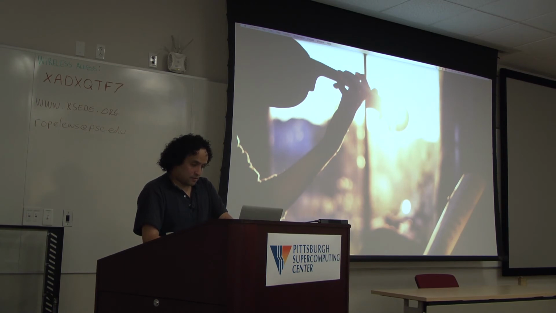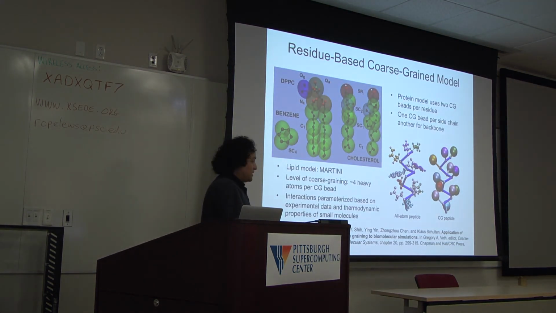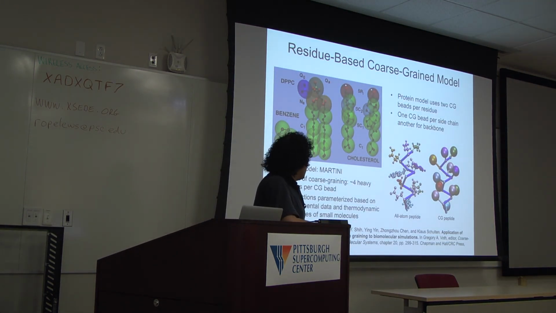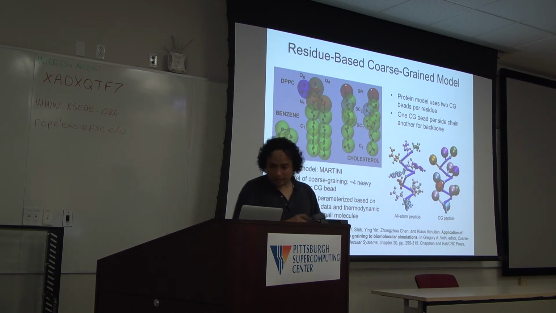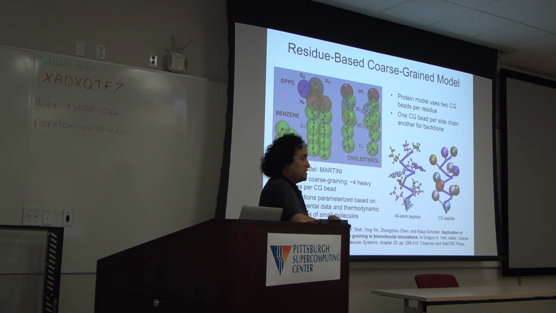Let's finish with a few things. I know people talk about coarse graining a lot. I've been asked. A way of coarse graining is the shape-based coarse grain. We have a tutorial if you want to work on it, but there's also the residue-based coarse grain model.